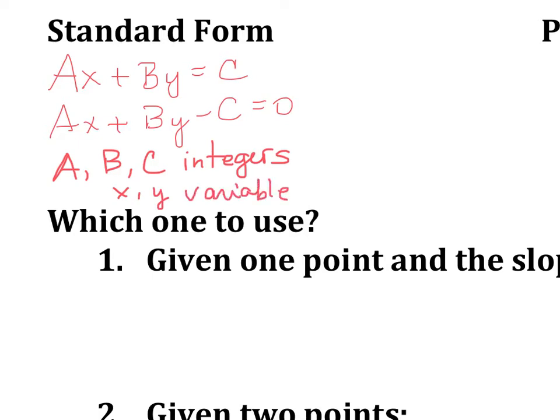This form is very useful for graphing because we can very easily find our X and Y intercepts by making the other variable equal to 0, and that's something that we have practiced on a previous lesson.